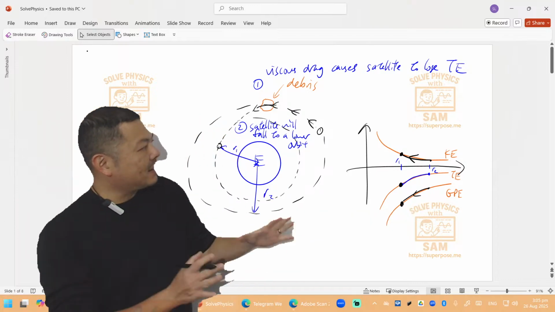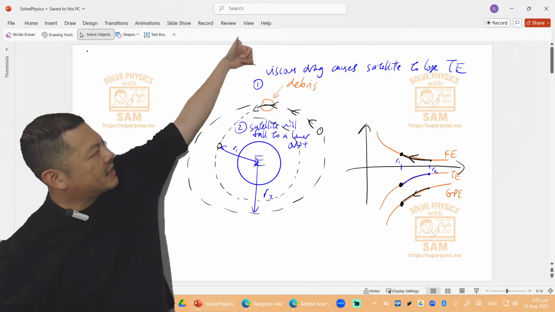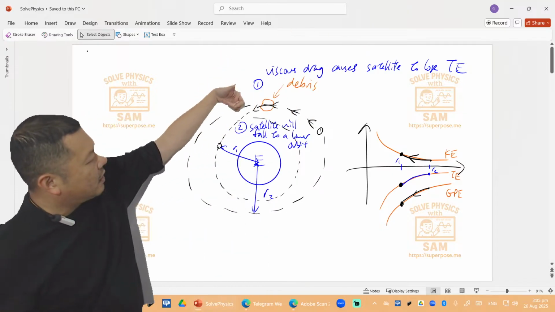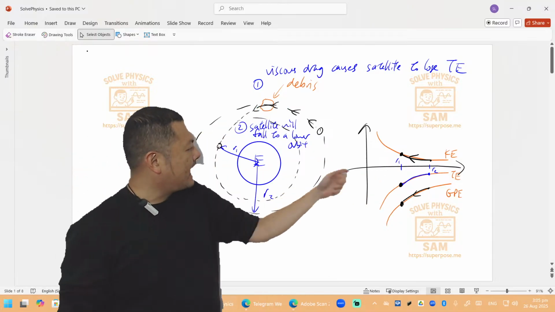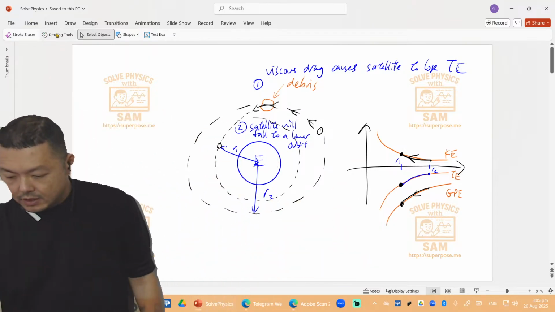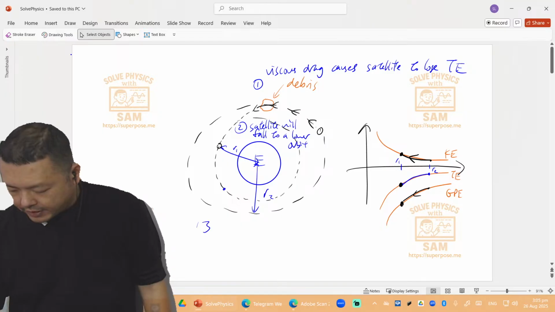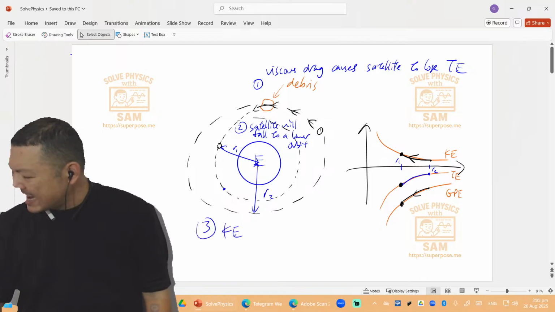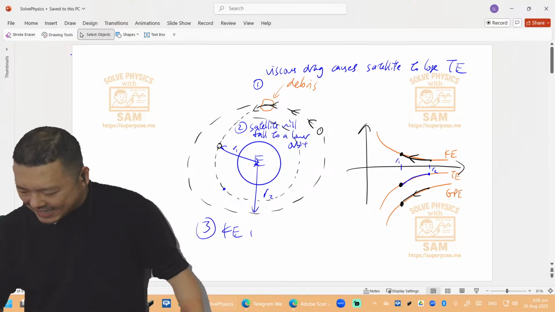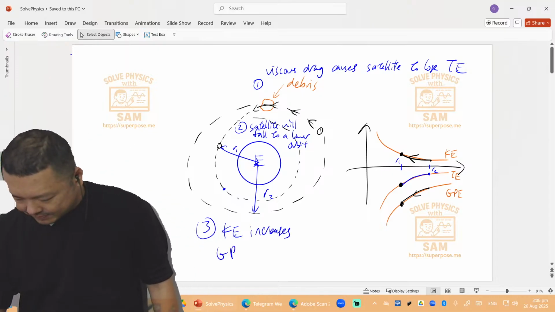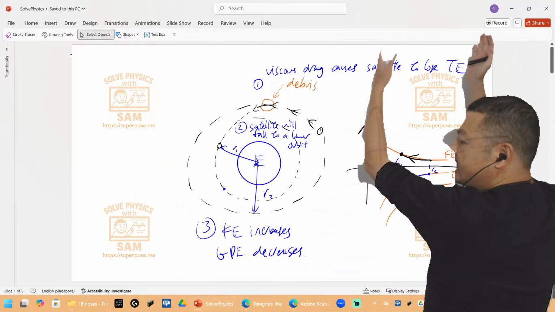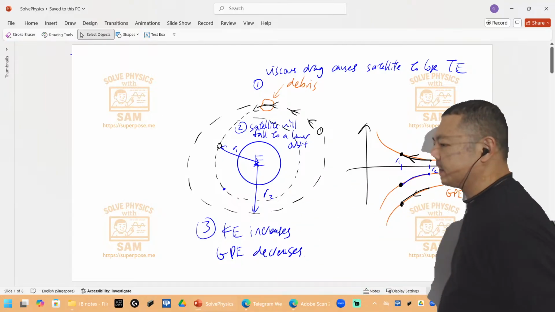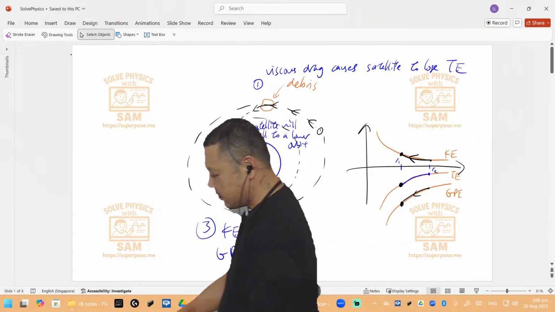So the answer to that question is: the viscous drag causes the satellite to lose total energy. The satellite will fall to a lower orbit. The total energy cannot be recovered. But in doing so, KE increases and GPE decreases. So you lose total energy, you gain KE, but you lose GPE. That's the answer to this.